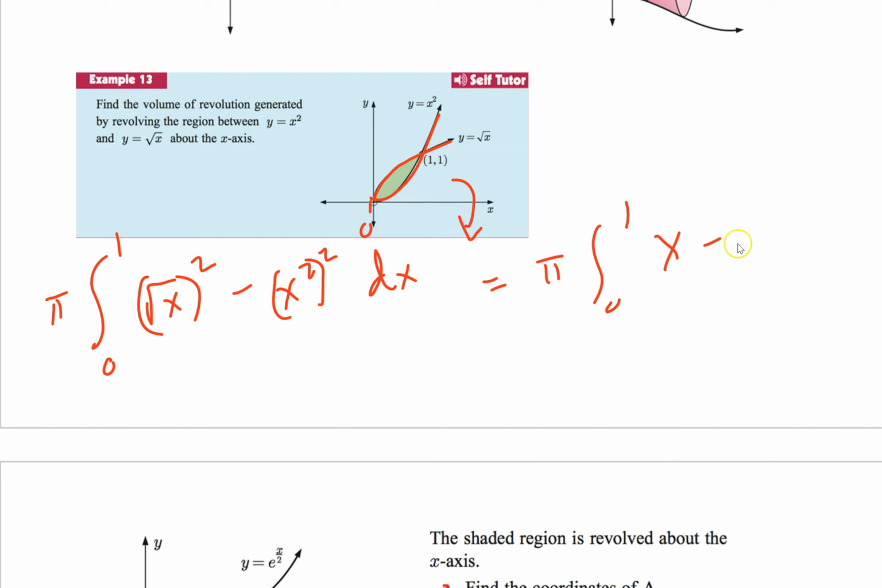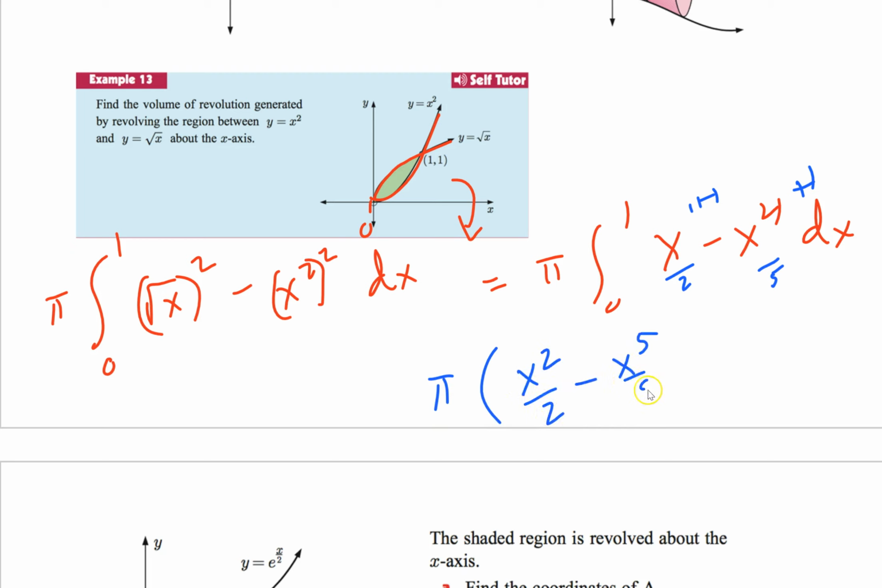This is going to be x minus x to the 4th dx. Right, just doing some basic algebra. Now, integrate it. So, super basic, power rule. Add 1 to the power divided by new power. So we're going to get pi times x squared over 2 minus x to the 5th over 5.